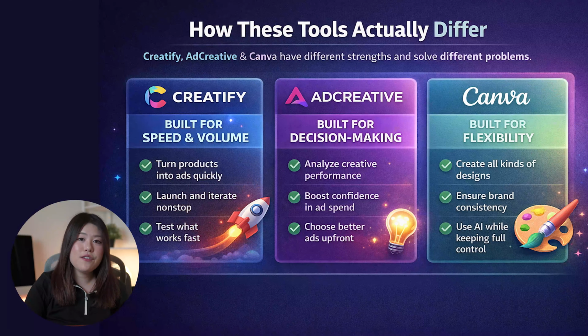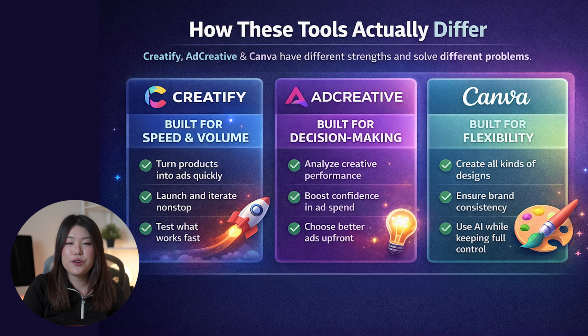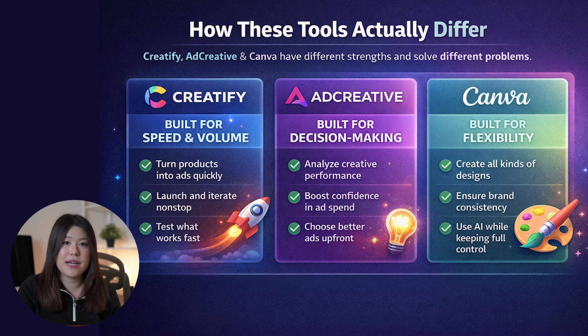Now that you've seen all three tools, this is where the differences really matter. Creatify, AdCreative, and Canva aren't competing to do the exact same job. They're solving different problems. Creatify is built for speed and volume. It's about taking a product and turning it into ads as fast as possible so you can test what works. If you care about launching ads quickly and iterating nonstop, that's what Creatify is optimized for.